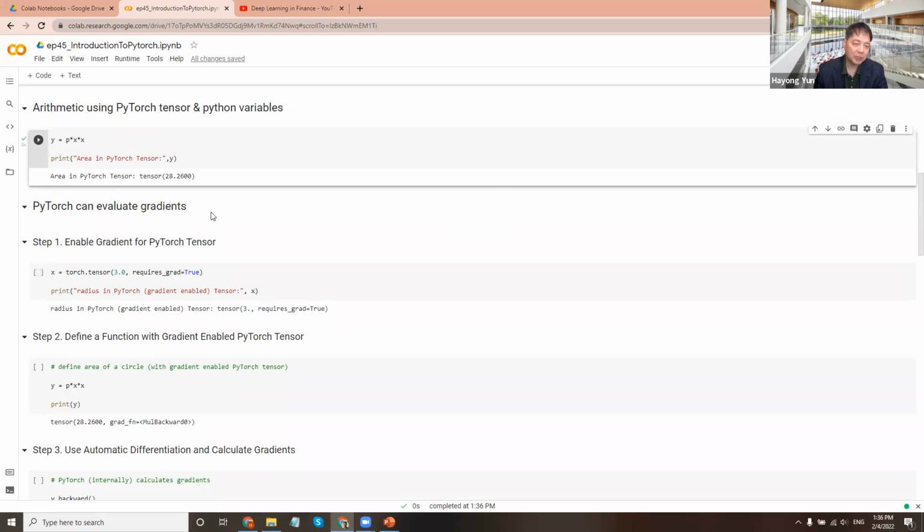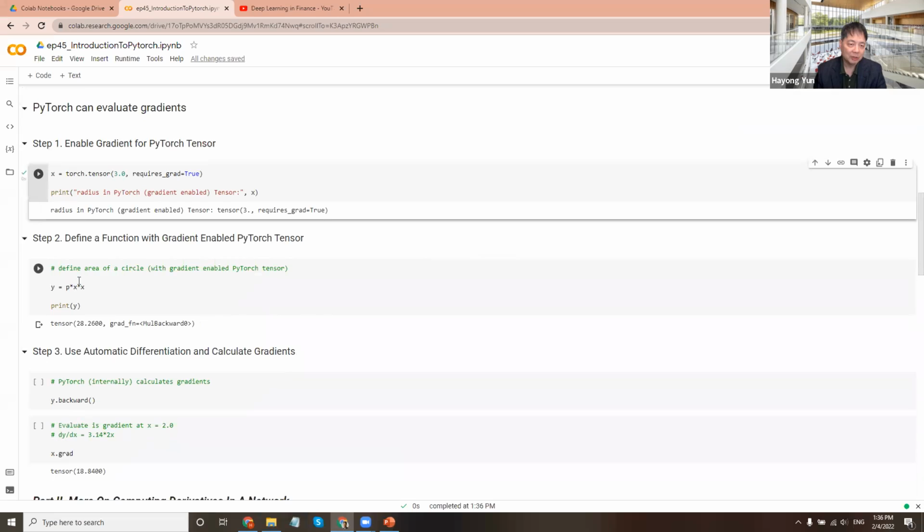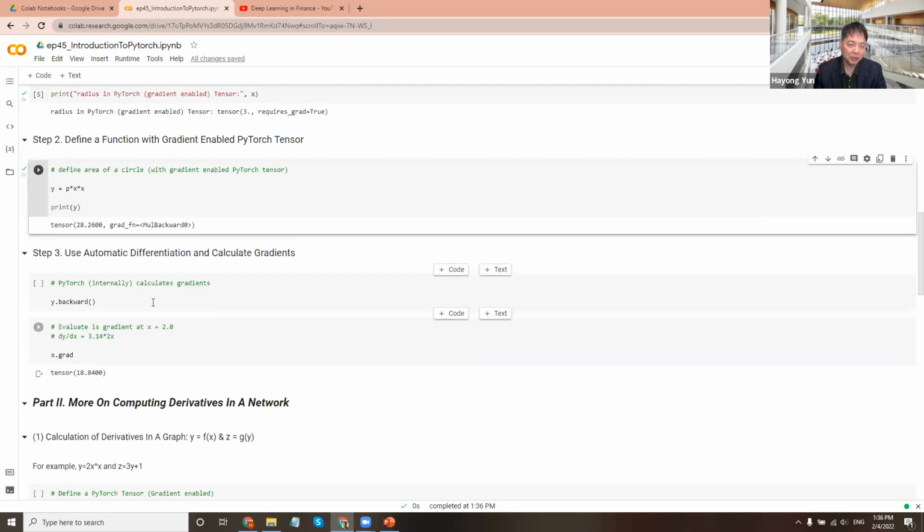So why do we use tensors? Because tensors allow you to compute gradients. Okay? So for example, here, x equals torch.tensor with requires_grad true. So we allow computing the gradient with respect to x. Okay? So how do we use it? For example, if we have a formula y equals p x squared and x being the tensor, so we print the y, it's of course the area of the circle, 28.26.